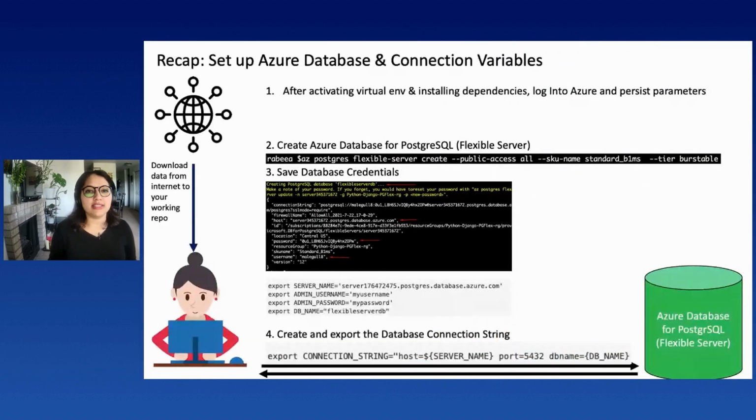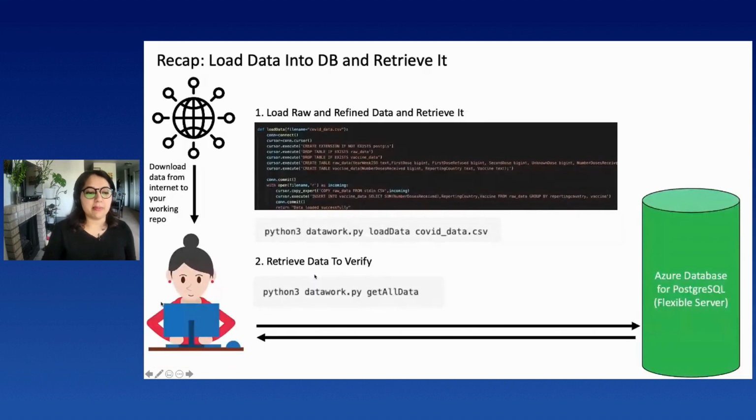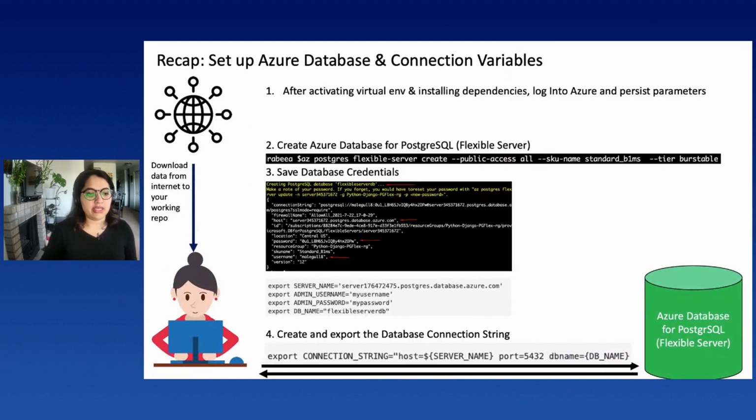What we learned was that we need to activate the virtual environment and install the dependencies, log into Azure and persist the parameters. Then we need to create the Azure database for PostgreSQL flexible server. We had this command, and then there were all these credentials that we got from that command. Then we used the export command to export these variables and finally create a database connection string. The role of this connection string is to connect me to the Azure database for PostgreSQL flexible server here, which is at the very bottom of the slide.